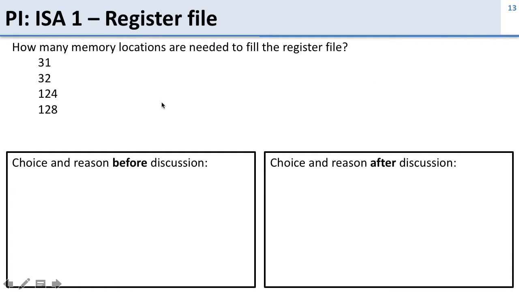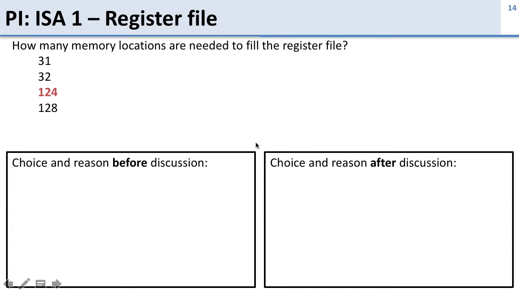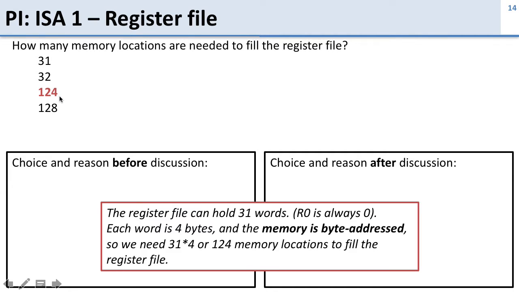So another question about the register file. How many memory locations do we need to fill the register file? Well, it's 124 is the answer here, and let's think about why that is. There are two parts to this. So the register file has 31 words.